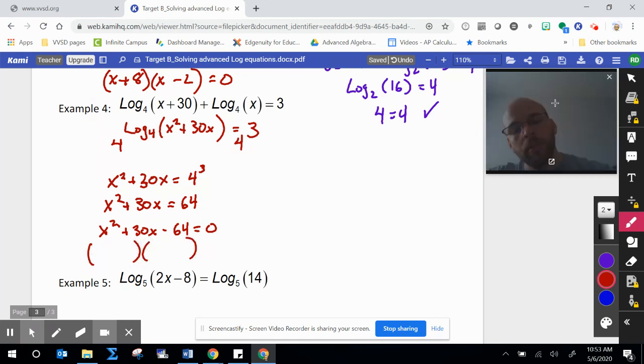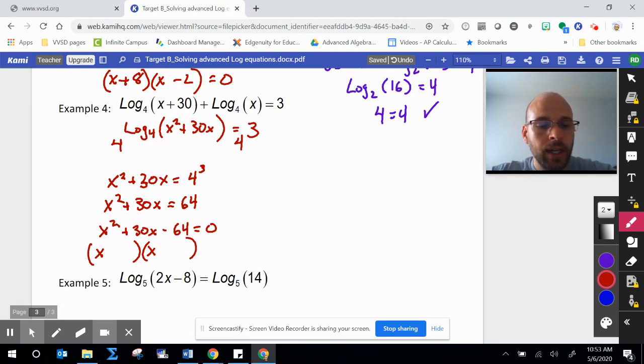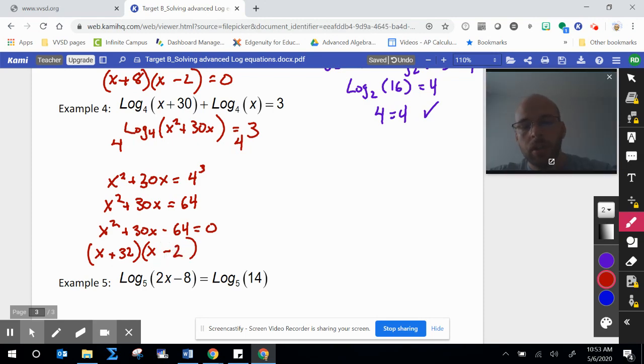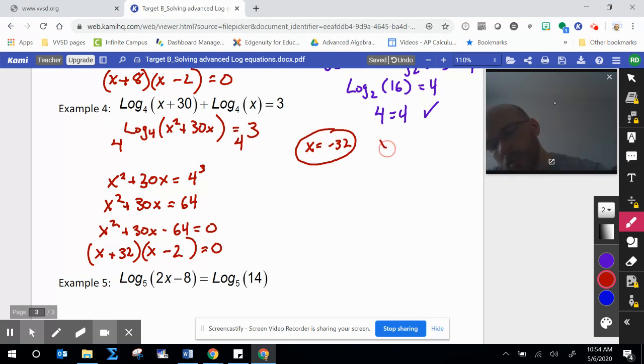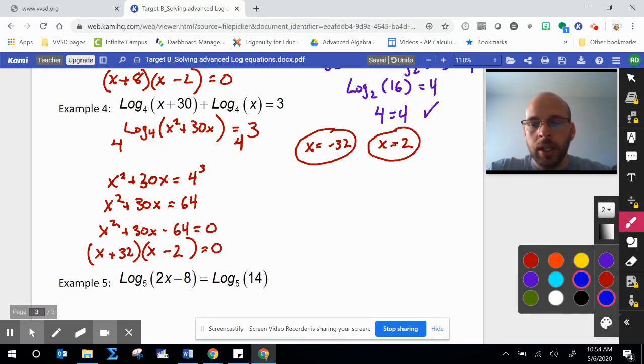And I can now factor. So I need to know factors of a negative 64. So two numbers that multiply to a negative 64 that are also going to add up to 30. And I'm pretty sure we're just going to get 32 and a negative 2. And that will equal 0. So our preliminary solutions to this are going to be a negative 32 and a positive 2. Okay, so now what we need to do is check to see if any of them are extraneous.